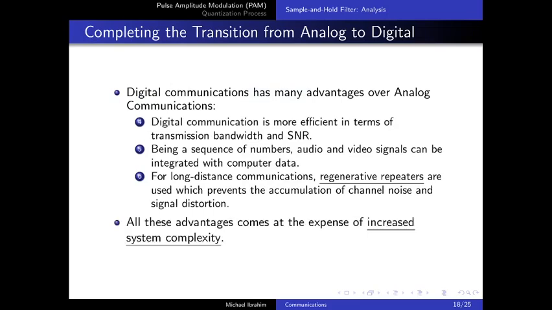All these advantages, of course, come at the expense of increased system complexity. So, in the next part of today's lecture, we actually will start talking in more detail about the quantization process, which is the step that would complete the transition from analog to digital communications.